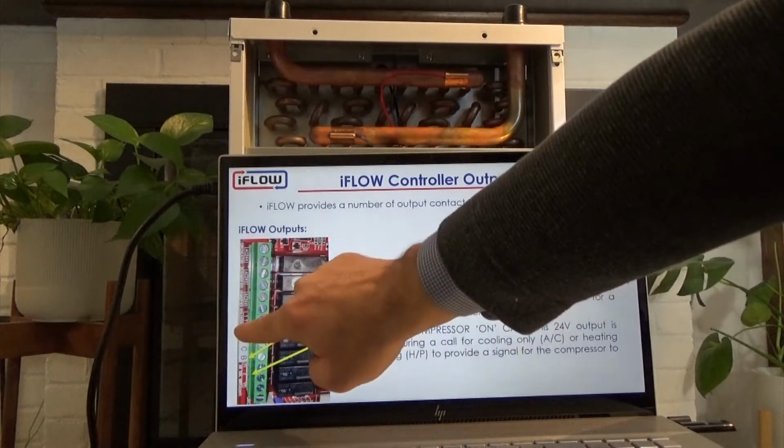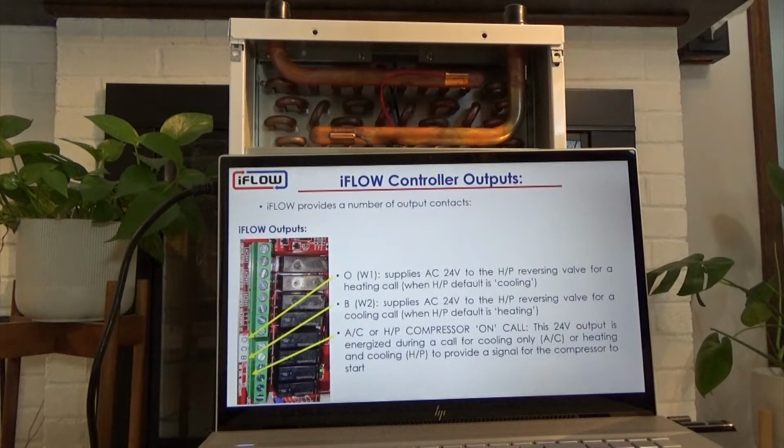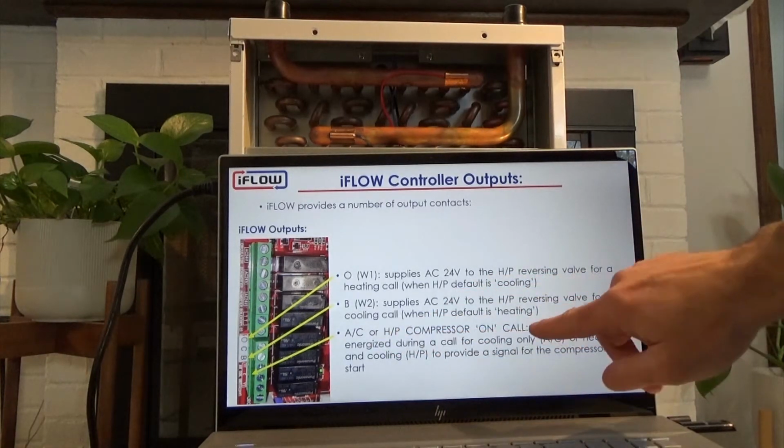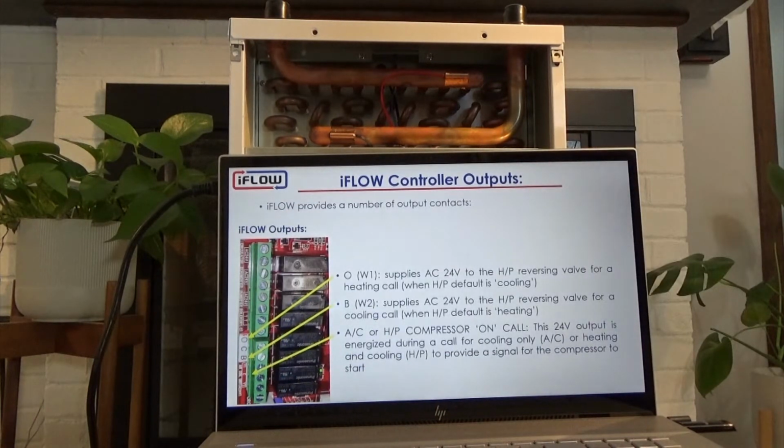Below the OCB heat pump connections, then we have our AC compressor. Excuse me. And that's a compressor call on. So we'll just send 24 volts out to the compressor.